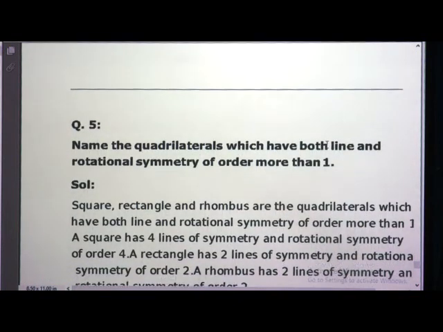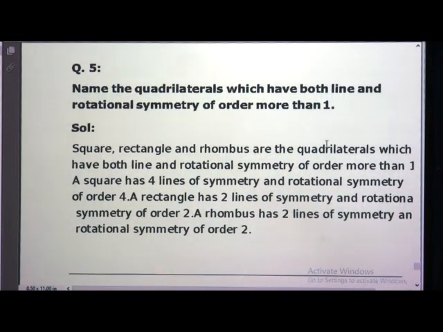Now, we will look at some examples of quadrilaterals which have both lines of symmetry and rotational symmetry of order more than 1. Square, rectangle, and rhombus are the quadrilaterals which have both. The square has 4 lines of symmetry and rotational symmetry of order 4, and the rectangle has 2 lines of symmetry and rotational symmetry of order 2, which we had already seen. We just have to collect and write the names of them.